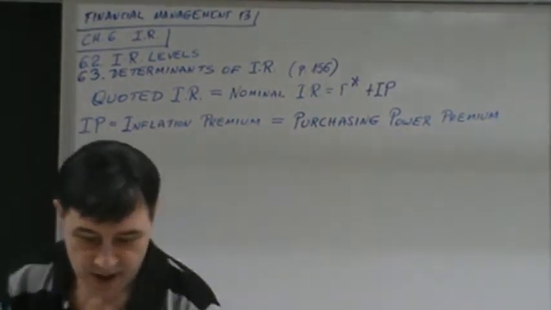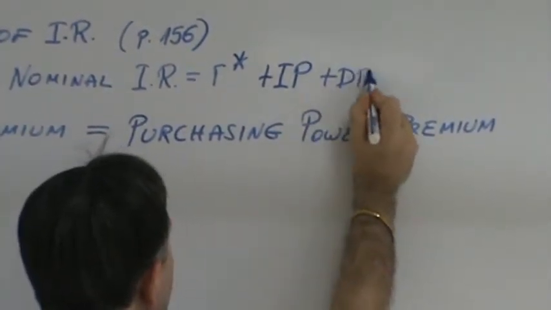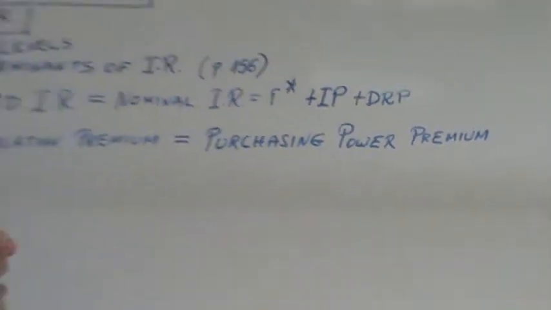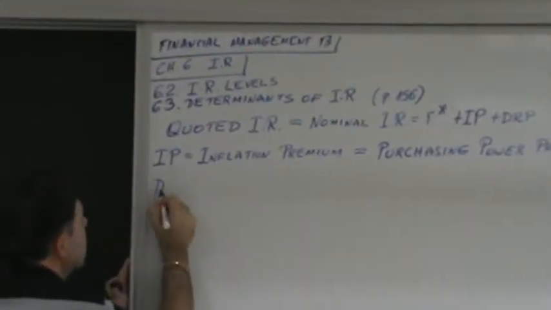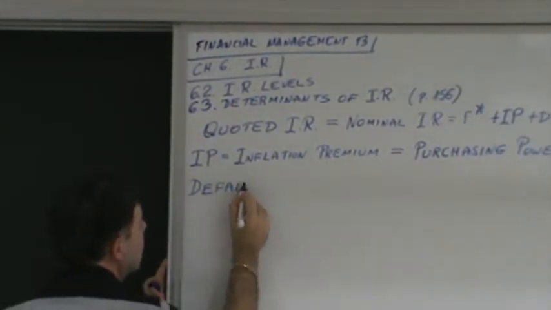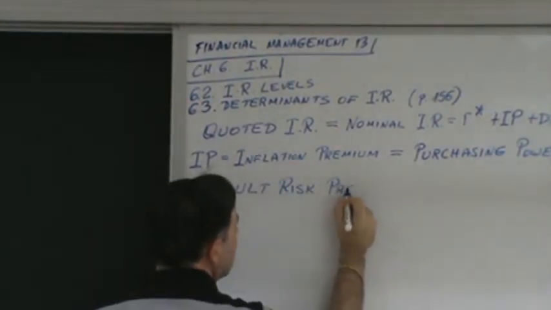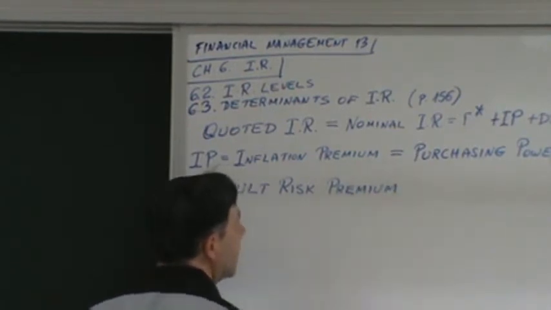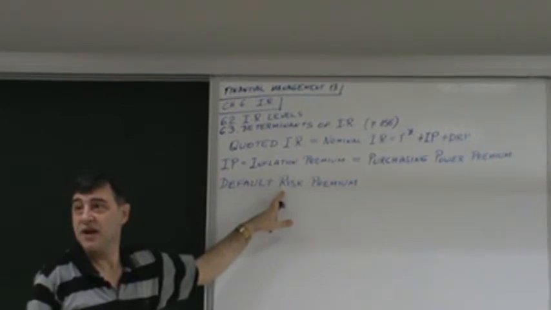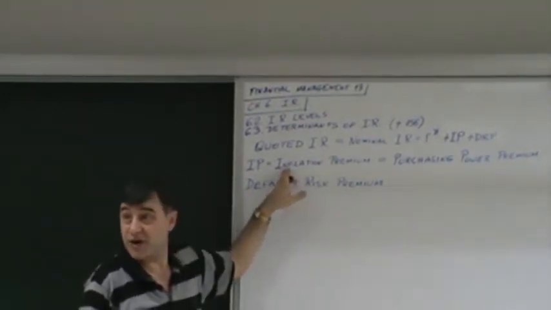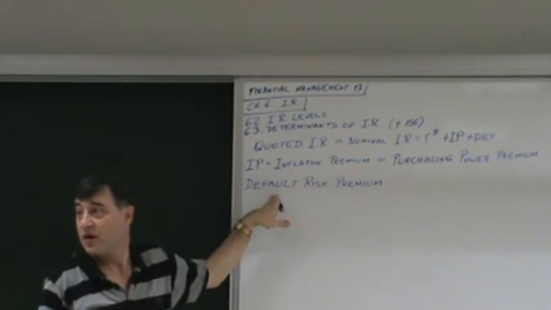Okay, the next piece is DRP, and is a default risk premium. So it is very simple. Compensation for default risk. That's all there is to it. So you got inflation risk, and therefore you have compensation for inflation. You got default risk, compensation for default.